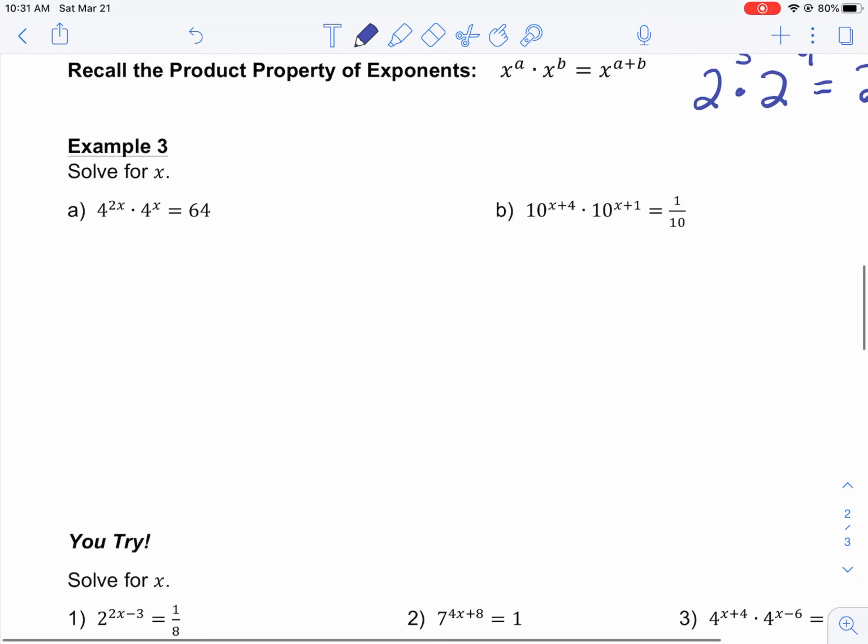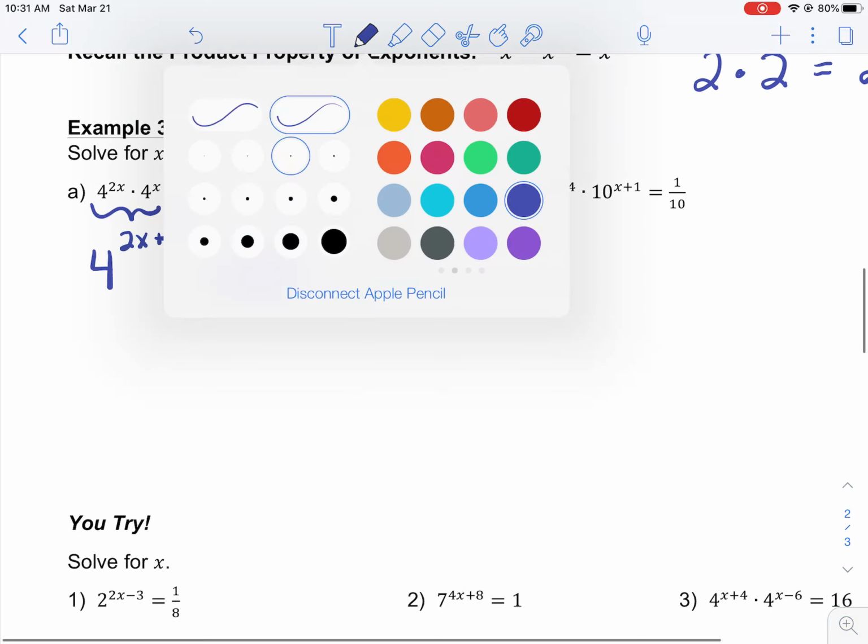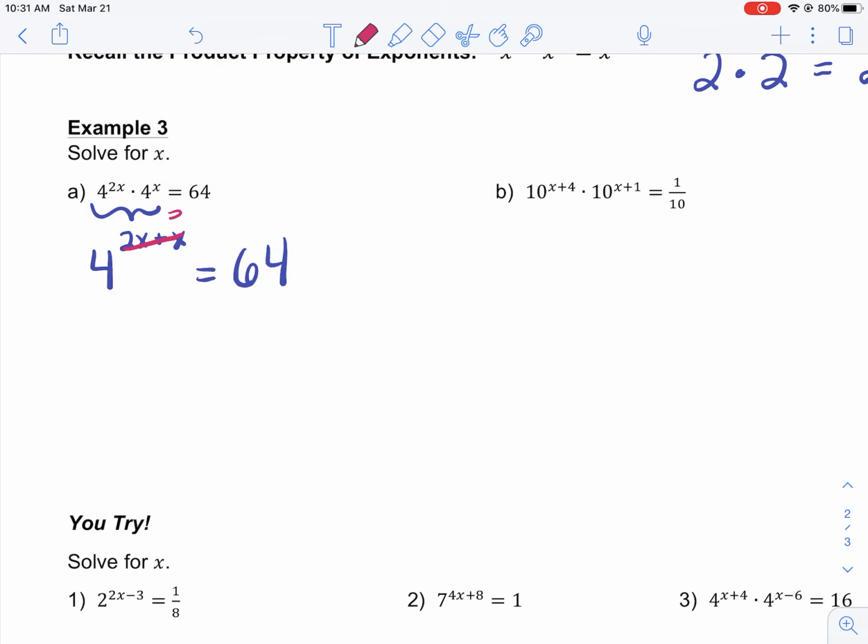So we're asked to solve for x. We have 4 to the 2x times 4 to the x equals 64. Before we try to rewrite this, we're going to combine the left side so that we just have a single exponential expression. So I'm going to write this as 4 to the 2x plus x equals 64. And 2x plus x is 3x, so I'm going to replace this with 3x.